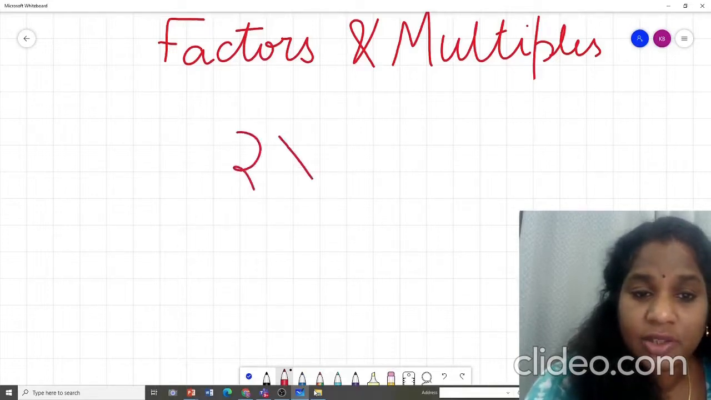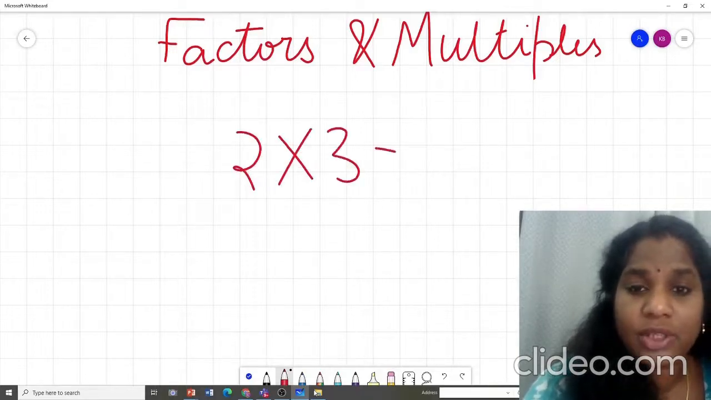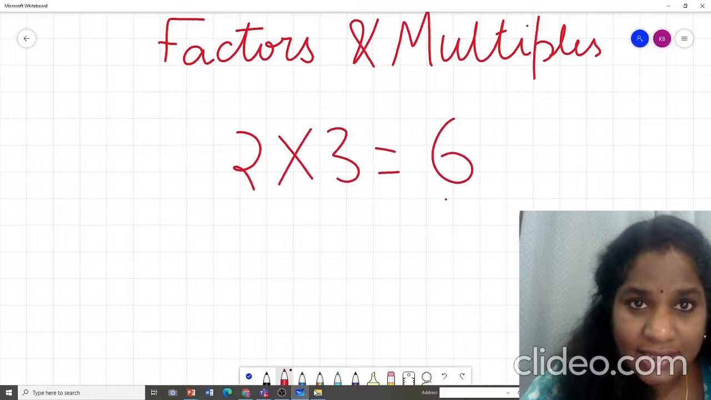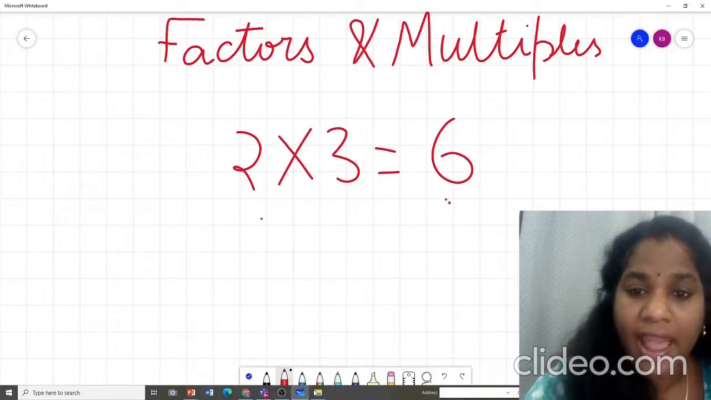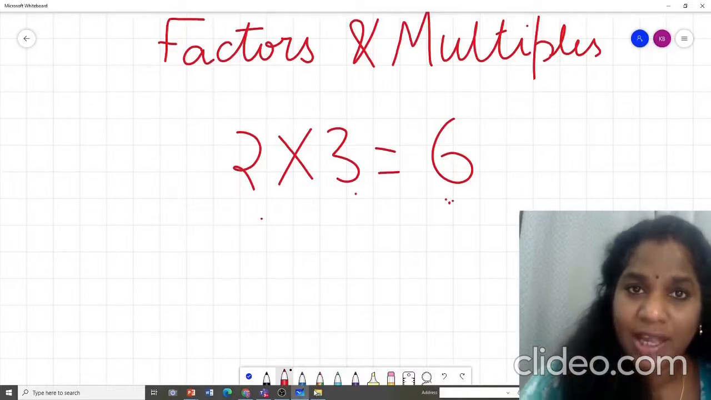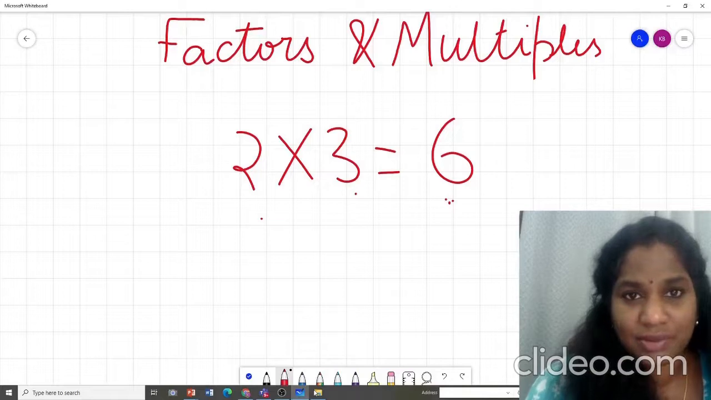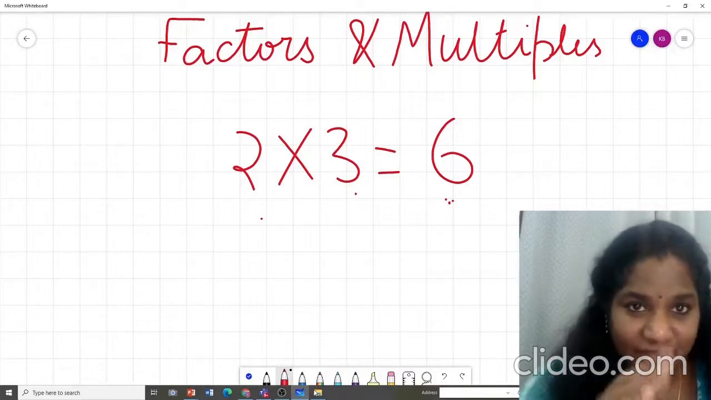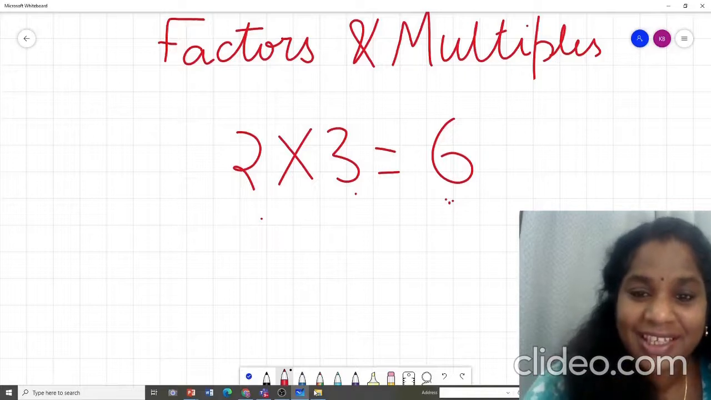Like you said, 2 into 3 is equal to 6, right? So if we understand this clearly, 6 is a multiple of what? 2 and 3, because 6 comes in 2's table as well as in 3's table. Clear? Is there any confusion? If there is confusion, let me clear it.